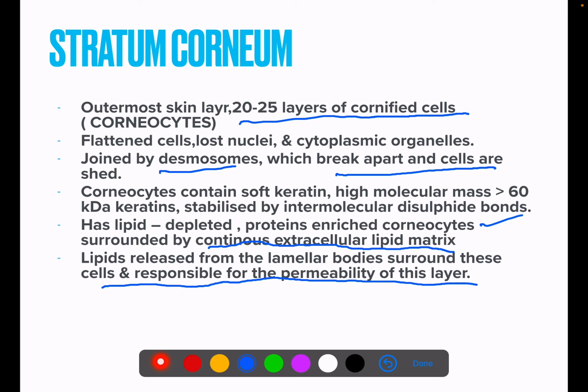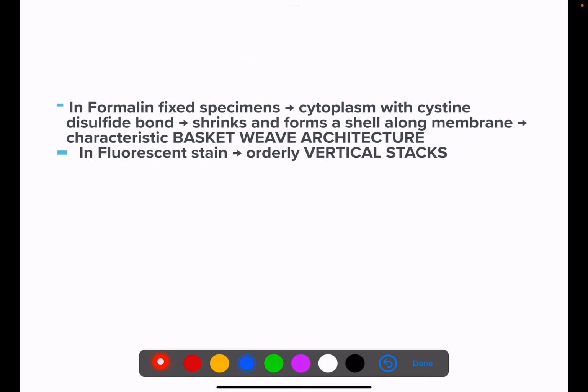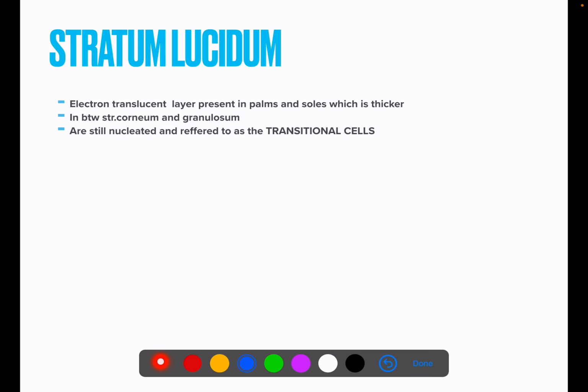The stratum corneum is very common, and I'm sure you must have studied it. This is the first layer that you study even in your MBBS days, and in PG days you definitely know more about it, so I'm not going in depth. In formalin fixed specimens, cytoplasm with cysteine disulfide bonds shrinks and forms a shell along the membrane, giving a characteristic basket weave architecture. In fluorescent stain, there are orderly vertical stacks.